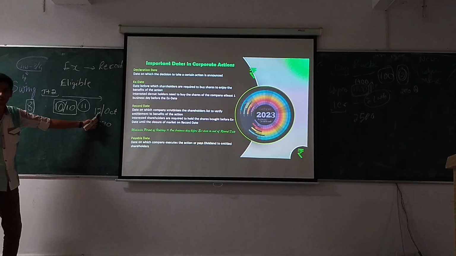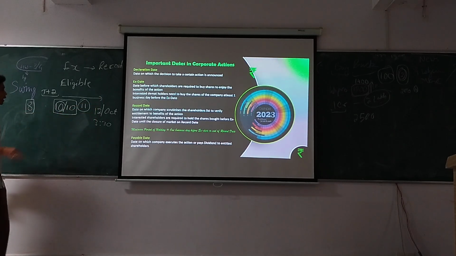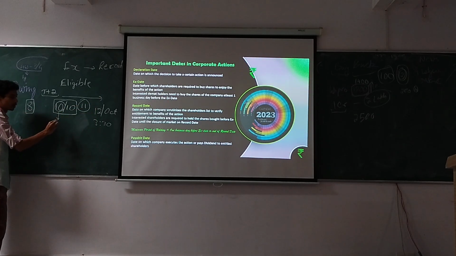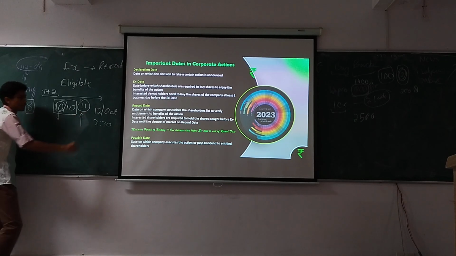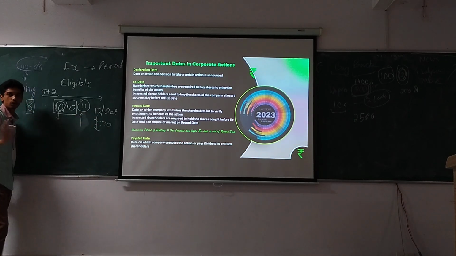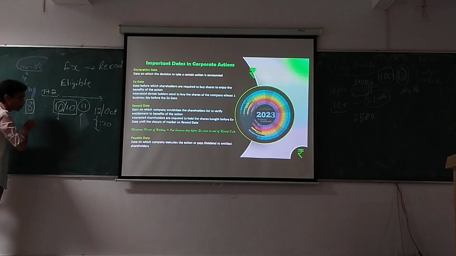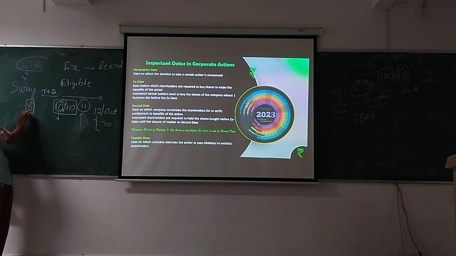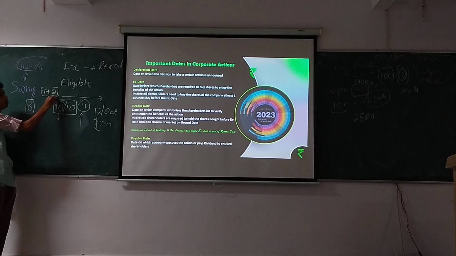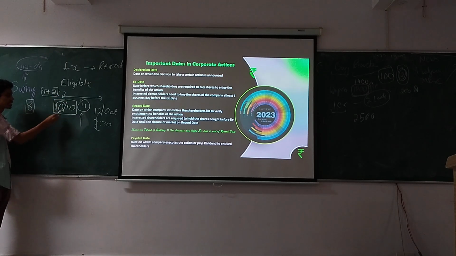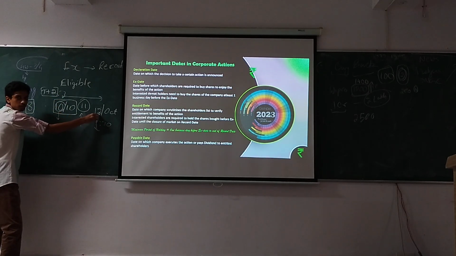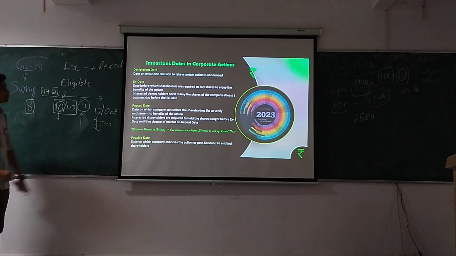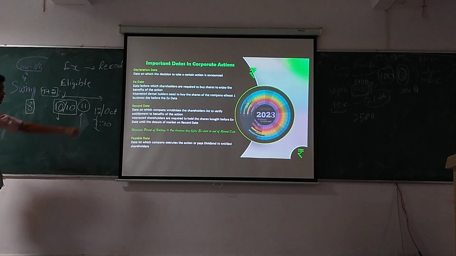You can hold it up to 12th and you can sell it. Let us suppose you bought it here, you sold it on 11th and again bought it on 12th. That is not applicable. You have to hold it throughout 10 to 12. Okay. So this T+2 plays an important role here. This is the ex date, this is the record date. Ex date, record date. Now payable date.